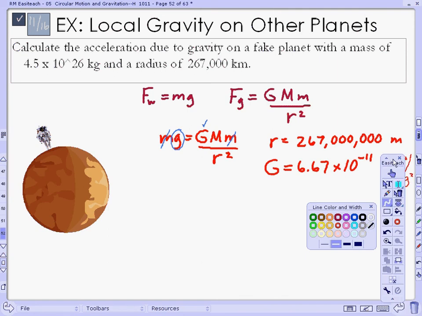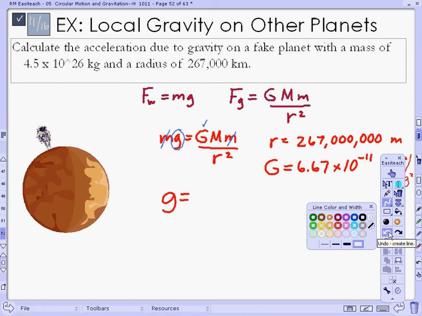You're going to plug in. Don't forget to square the r. And you're going to end up with the acceleration due to gravity on this planet. Notice, you were not given the mass of the object. There was no mention of the object. In this case, I threw in this astronaut. But any object on the surface of that planet will have that acceleration.